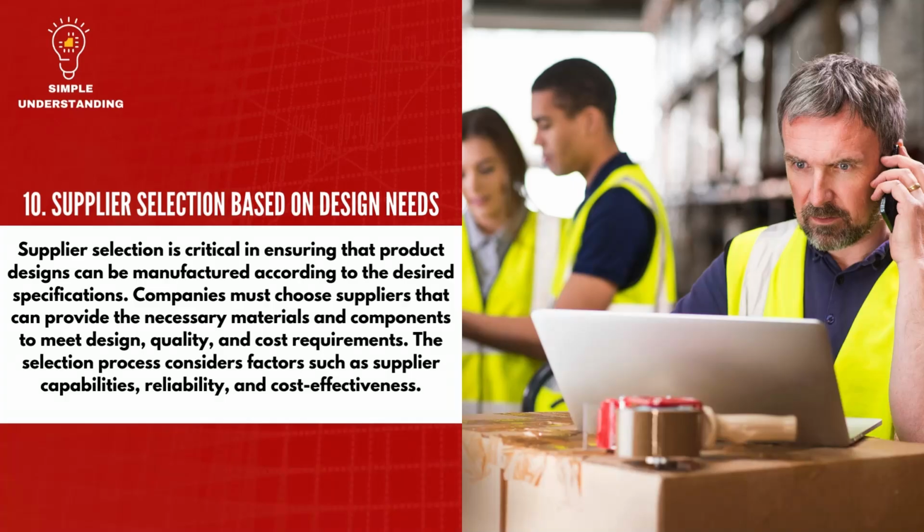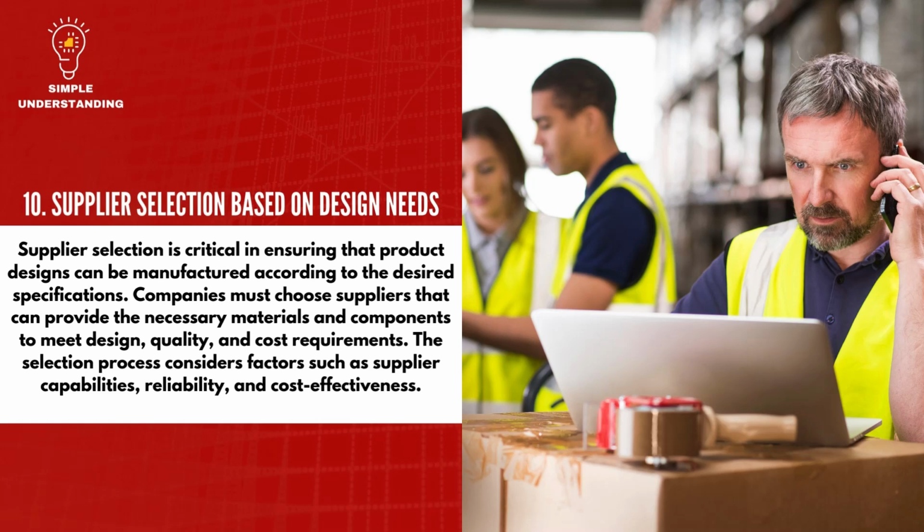10. Supplier selection based on design needs. Explanation. Supplier selection is critical in ensuring that product designs can be manufactured according to the desired specifications. Companies must choose suppliers that can provide the necessary materials and components to meet design, quality, and cost requirements.